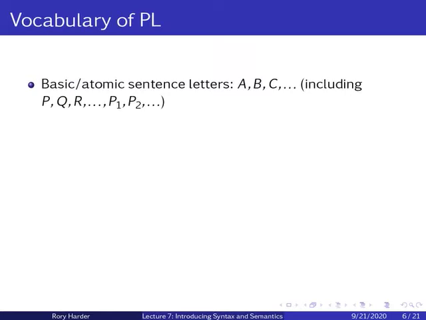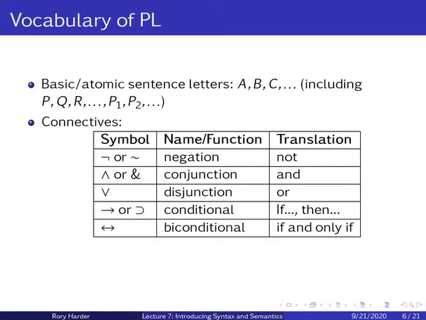So again, the vocabulary of propositional logic, or PL, is as follows. First, we have the basic atomic sentence letters. So just simply A, B, C, and then we have to understand these dots here mean that we're including basically any other sentence letter. And then we can also use subscripts if we want. And then in addition to the basic sentence letters, we also have the connectives.